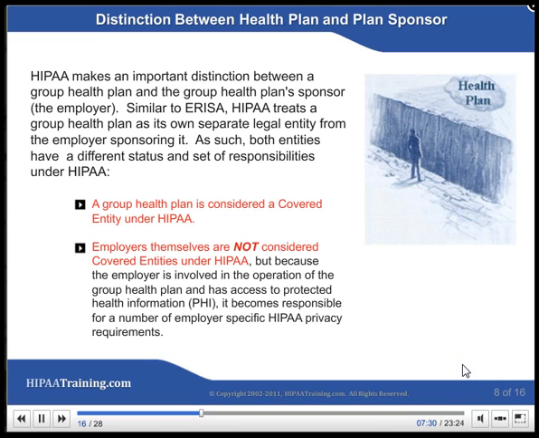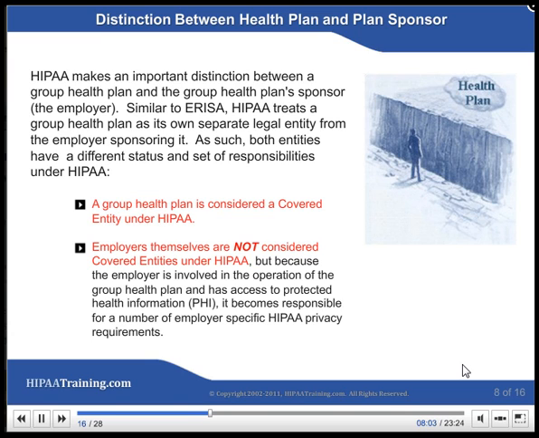Distinction between health plan and plan sponsor. HIPAA makes an important distinction between a group health plan and the group health plan's sponsor, the employer. Similar to ERISA, HIPAA treats a group health plan as its own separate legal entity from the employer sponsoring it. As such, both entities have a different status and set of responsibilities under HIPAA. A group health plan is considered a covered entity under HIPAA.